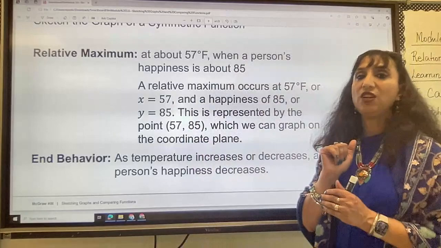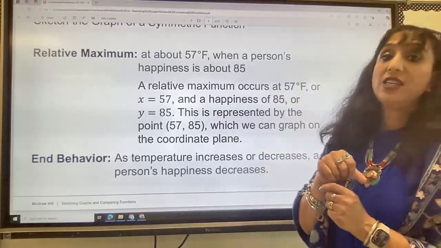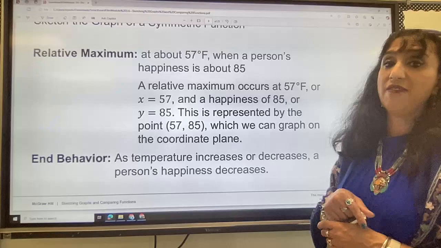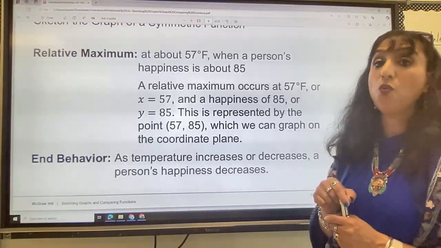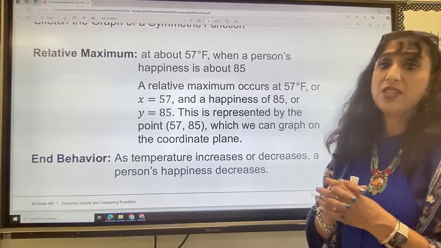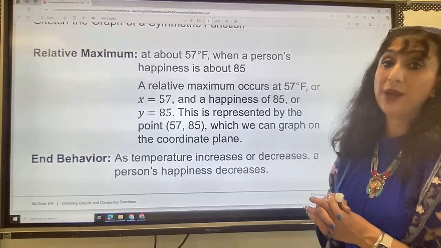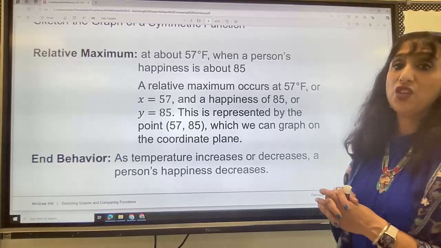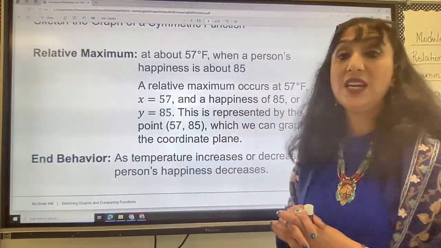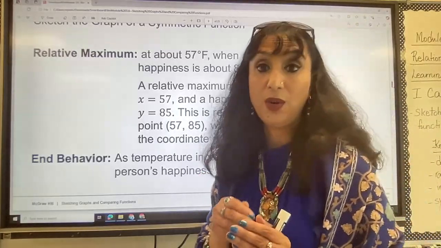So at about 57 degrees Fahrenheit, a person's happiness is about 85. And a relative maximum occurs at 57 degrees Fahrenheit, or x is equal to 57, and a happiness of 85, or y is equal to 85. So it's given us these key features. This is represented by the point (57, 85), which we can graph on the coordinate plane. So end behavior, as temperature increases or decreases, a person's happiness decreases. So looking at all these key features, let's look at what we are going to graph.